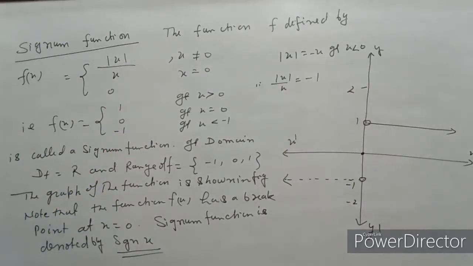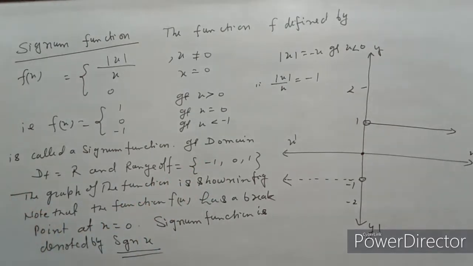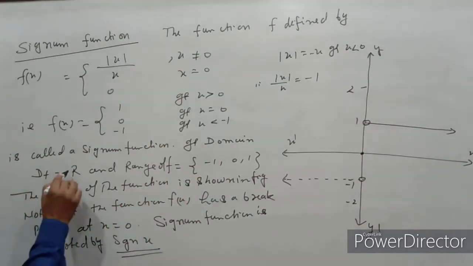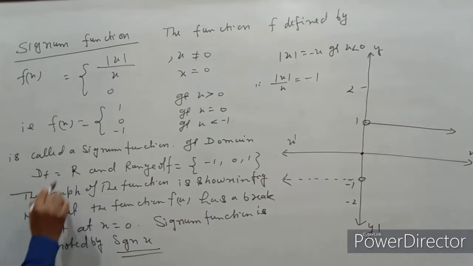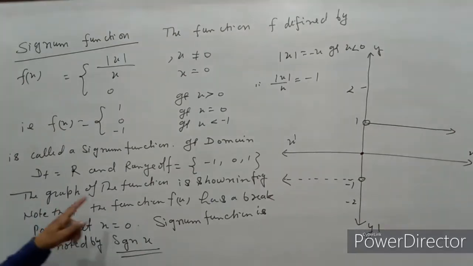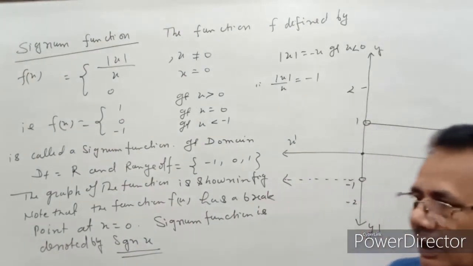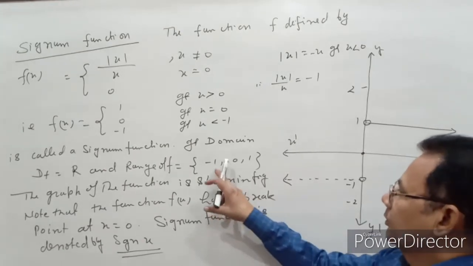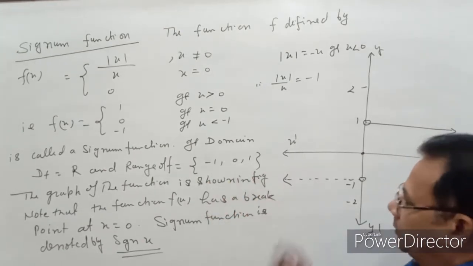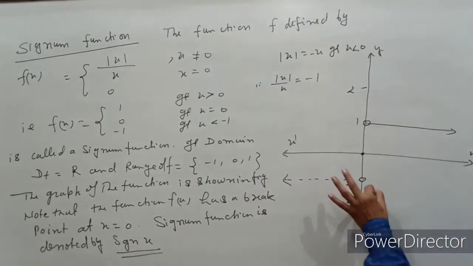This is called a signum function if the domain of the function is all real numbers. And here we can take the value of x as any real number, and the range of the function is only the exact three numbers: minus 1, 0 and 1. The graph of the function is shown in the figure as you see.